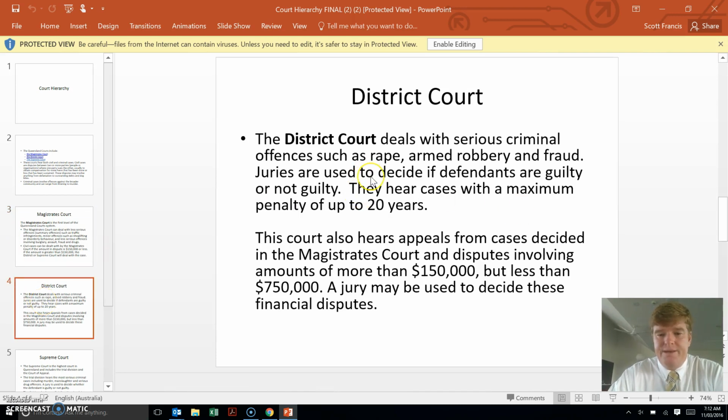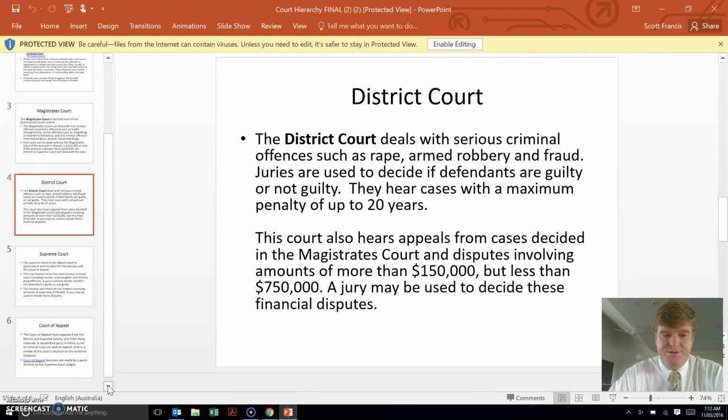The District Court hears cases with a maximum penalty up to 20 years. They also hear appeals from cases from the Magistrates Court. So this is called the appellate jurisdiction. And civil disputes involving amounts between $150,000 and $750,000. Occasionally a jury is used.